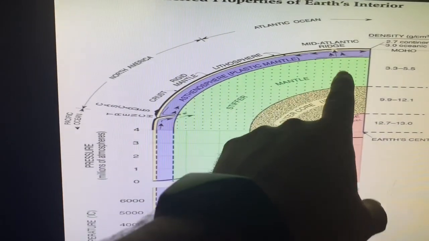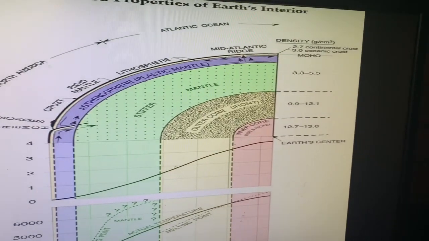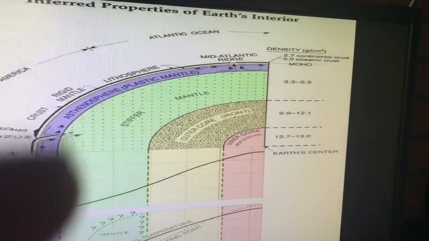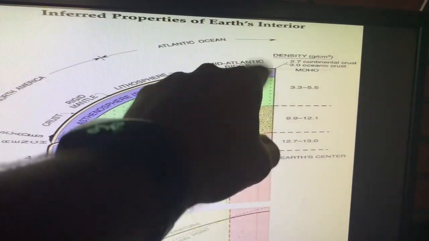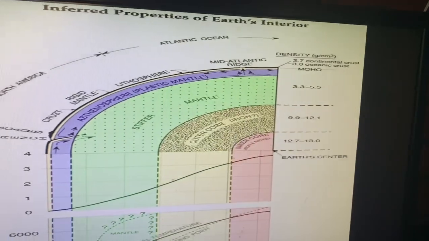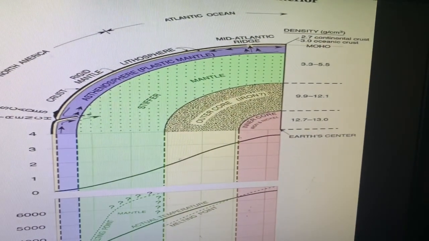You've got the Mid-Atlantic Ridge here in the middle of the Atlantic Ocean. If we're looking over here, this is an important chart, and we'll talk about this in much detail as we're going through this. The density of the different layers. As you go deeper and deeper down inside the Earth towards the Earth's center, the density increases. Okay, the density increases.